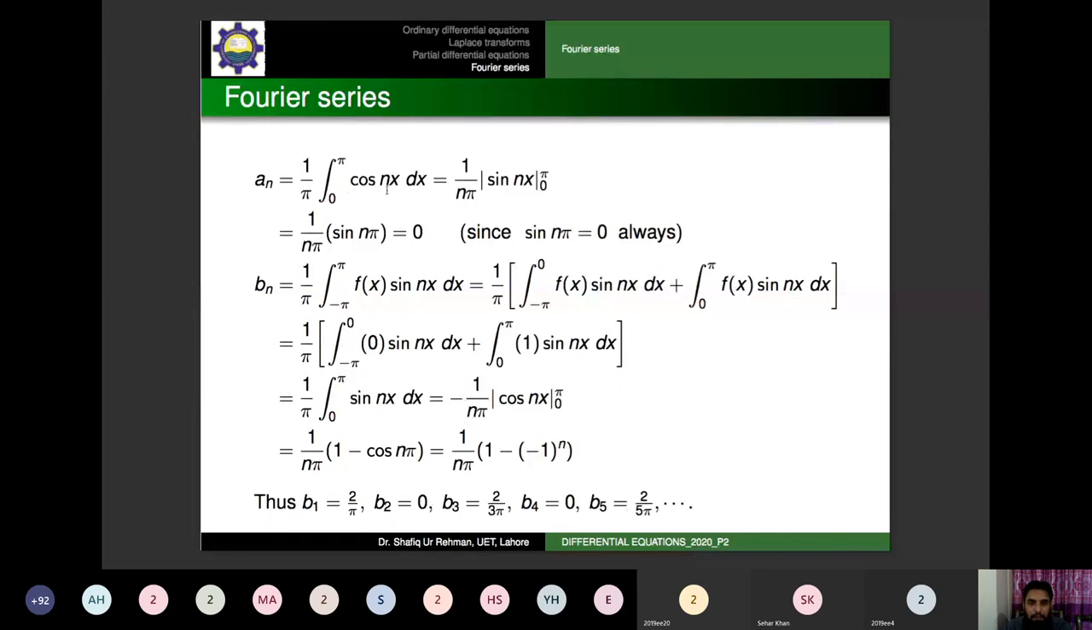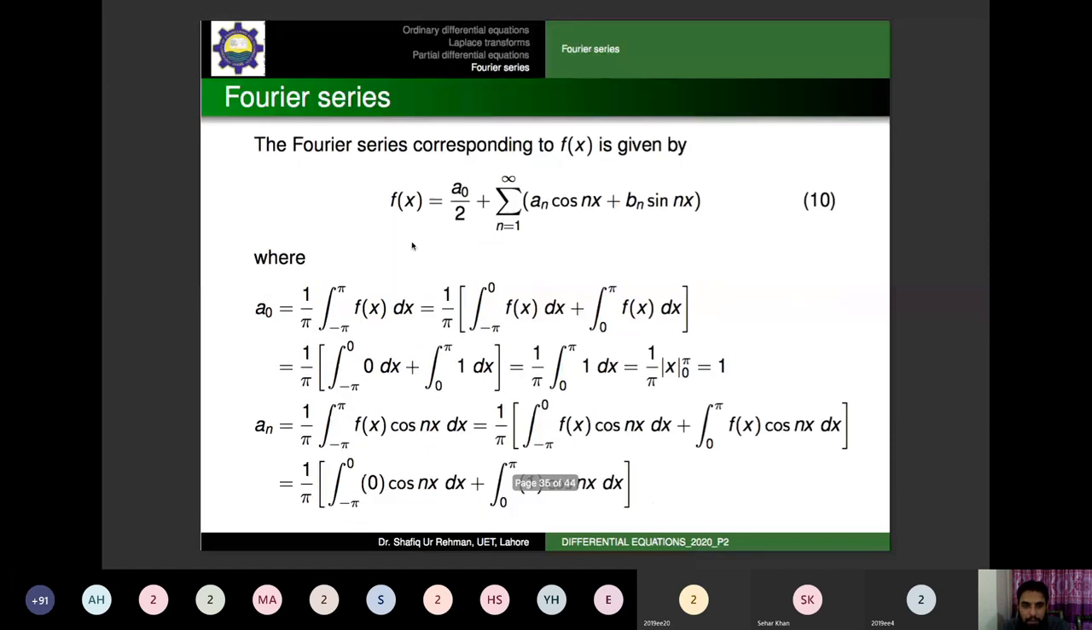The integral is going to be sine nx divided by n, and 1 upon n is taken outside. If you apply the upper limit, sine n pi is going to be 0, and sine of 0 is of course 0. So we see that an is going to be 0.